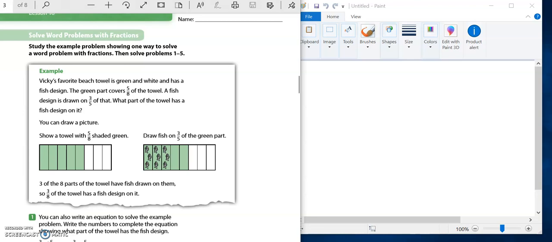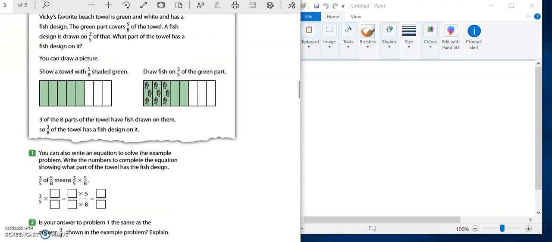So the first thing we're going to do is draw a picture. It says show a towel with 5/8 shaded green and draw fish on 3/5 of that green part. 3 of the 8 parts of the towel have fish drawn on them. So 3/8 of the towel has a fish design on it. You can also write an equation to solve the example problem. Write the numbers to complete the equation showing what part of the towel has the fish design. So 3/5 out of 5/8 means 3/5 times 5/8.